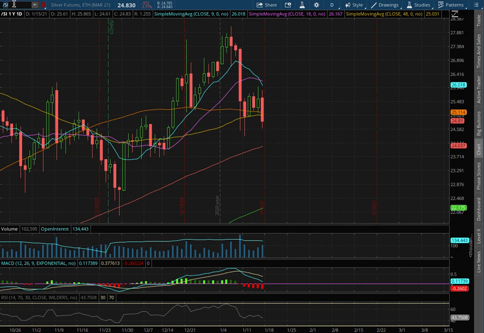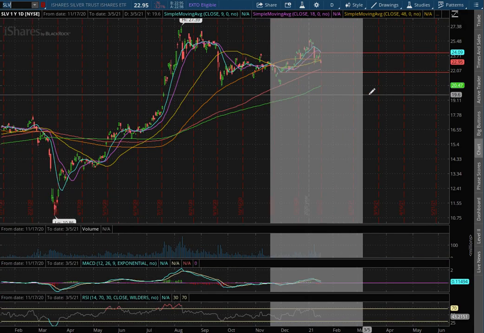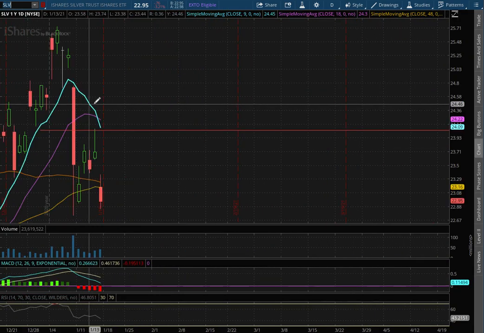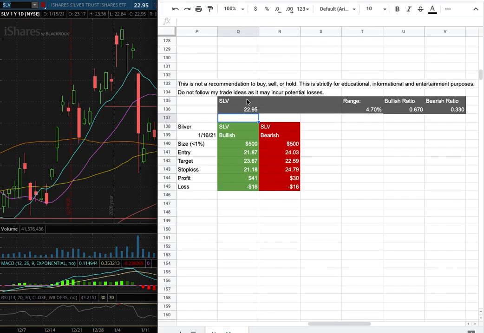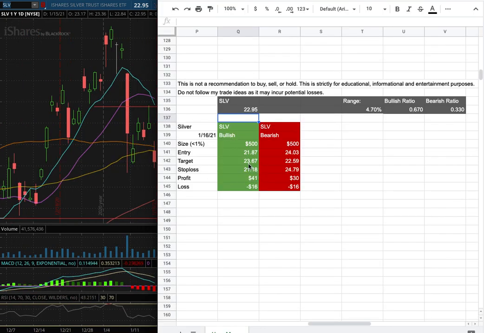And as for the trade idea of the week, I'll be trading SLV, and my position size is less than 1% of my portfolio, and my long entry is at $21.87, and that is this range here. My sell target is at $23.67, and my stop loss is at $21.18.